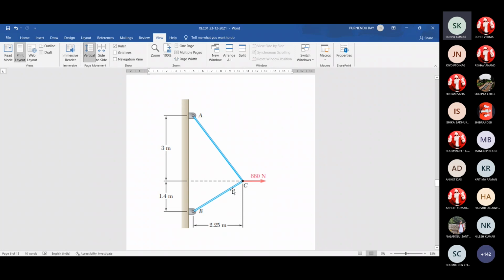The forces in this member CB and in this member CA are not known. So multiply these forces with sine theta 1, sine theta 2, cos theta 1, cos theta 2, and include this force in the suitable equation. This force will be present there in its full form, 660 cosine 0 in sigma Fx is equal to 0. And it will be absent in sigma Fy is equal to 0, because 660 Newton multiplied by cosine 90 degree is 0.